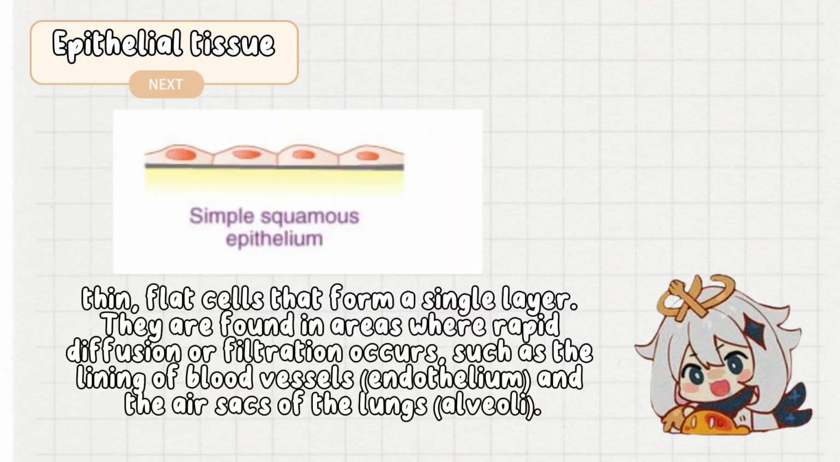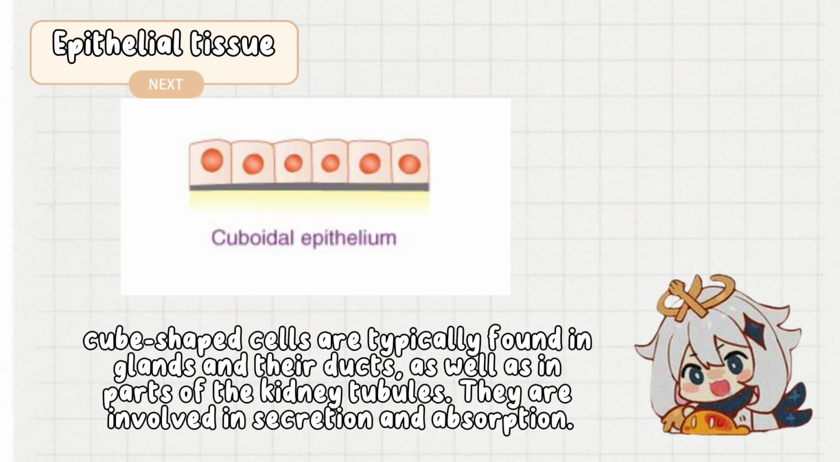Sure can, Miss Nushra. Simple squamous epithelium are thin and flat cells that form a single layer. They are found in areas where rapid diffusion or filtration occurs, such as the lining of blood vessels and the air sacs of the lungs. Simple cuboidal epithelium is made of cube-shaped cells that are typically found in glands and their ducts, as well as in parts of the kidney tubules. They are involved in secretion and absorption.